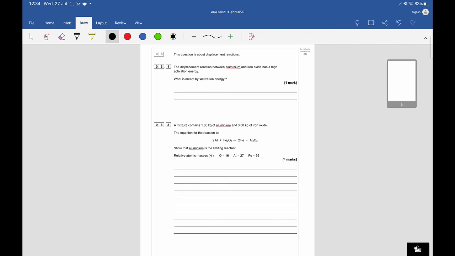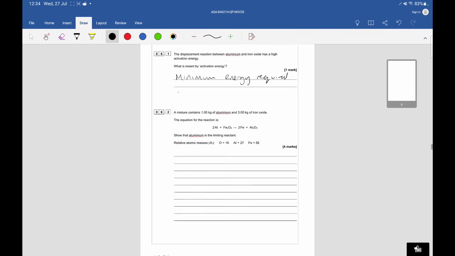Question 6 was about displacement reactions. We should know displacement is when a more reactive element replaces a less reactive one in a compound. What's meant by the term activation energy? Well, this is the minimum amount of energy required for particles to react, or for the reaction to occur. Yeah, either of those things is fine.